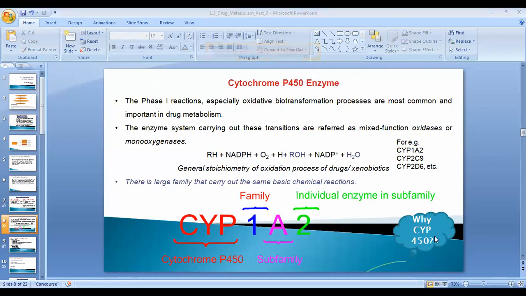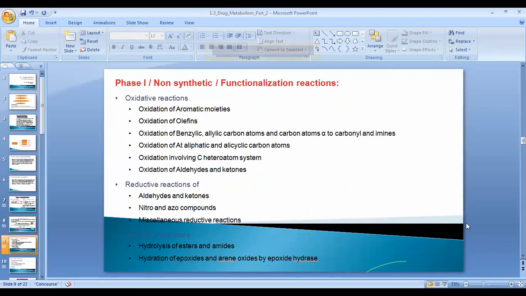Now, why only cytochrome P450 is used for the phase 1 type of reactions? You are going to find out the answer to this question, why the phase 1 reaction involves the use of cytochrome P450 enzymes. Now we are going to proceed further to the discussion of the types of reactions involved in the phase 1 reaction. Generally oxidative types of reactions, we have already discussed.